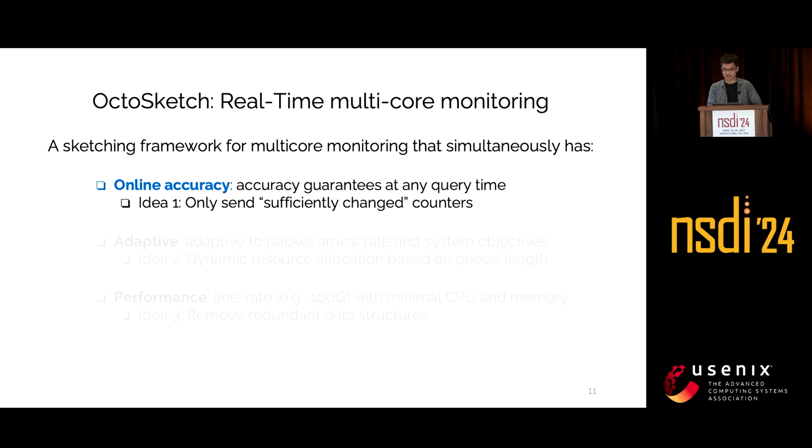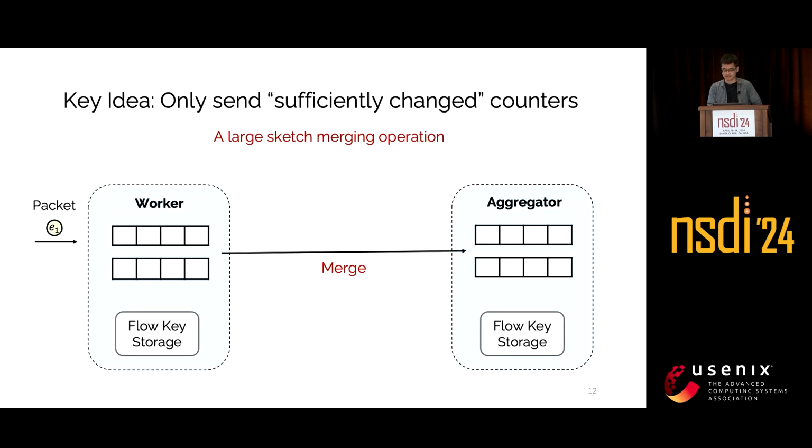First, OctoSketch adopts a continuous change-based mechanism, where each worker only sends sufficiently changed counters to the aggregator to achieve high online accuracy. As the entire sketch merge expends significant computational and communication resources merging counters that are not important, OctoSketch essentially amortizes the large sketch merging operation into a series of individual counter change notifications.